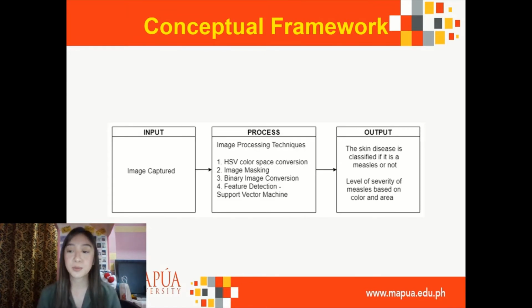For the conceptual framework, the captured image will be the input for the system. The system will use some image processing techniques to process the captured image and detect measles. The techniques used are HSV color space conversion, image binary, image masking, and support vector machine. The system will display if the rash is measles or not, and if it is measles, it displays its severity based on color and area.